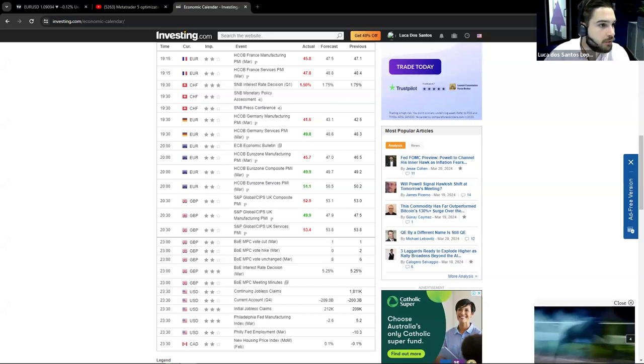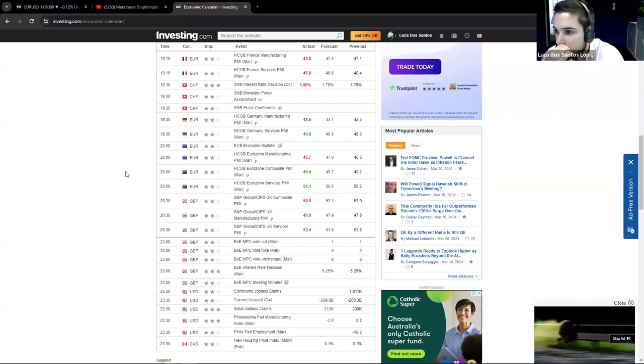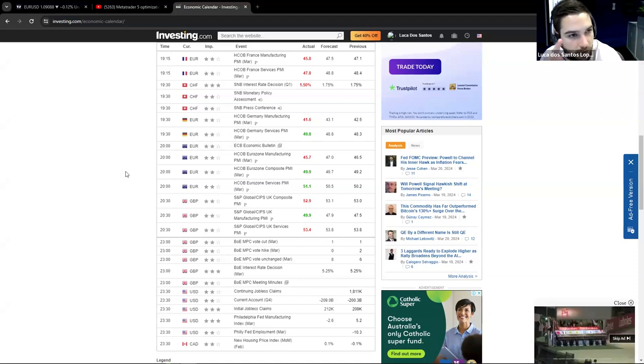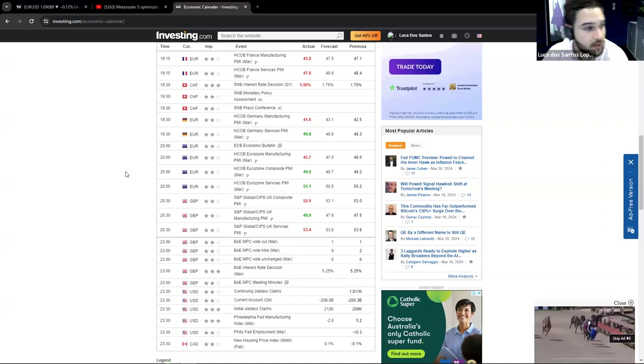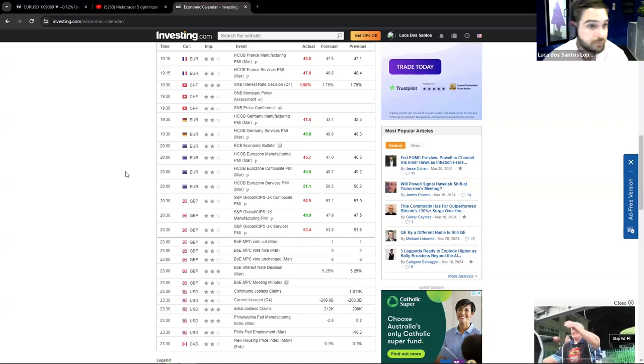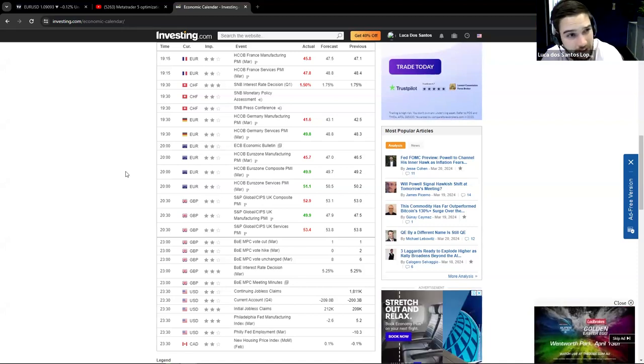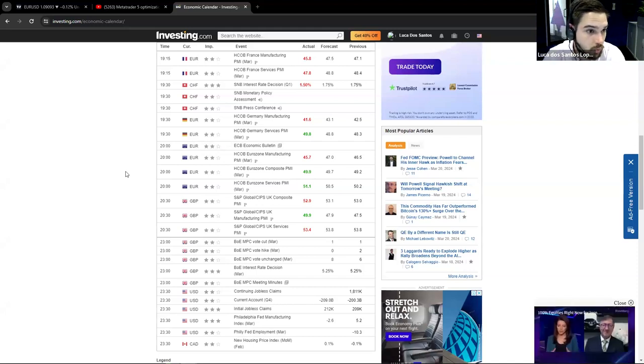Services PMI and everything was pretty mixed, as I just said. But euro dollar is going up now because of the Fed from yesterday, right? We did have that retracement of profit taking, came back, beautiful. Now let's probably continue to 1.10. My target for euro dollar would be 1.10 up move. This is what it would be for me.